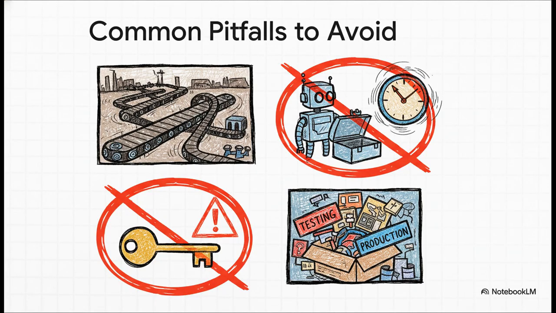And on the flip side, here are the classic mistakes we see all the time. Building one giant slow pipeline that tries to do everything at once is a recipe for disaster. Forgetting to cache is just throwing away time and money. And hard-coding secrets is a massive security risk. Just avoiding these few things will put you miles ahead of the game.